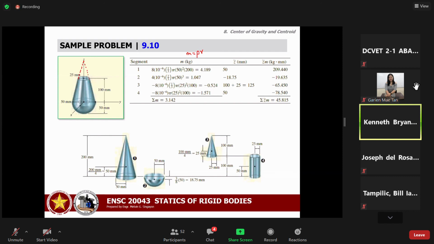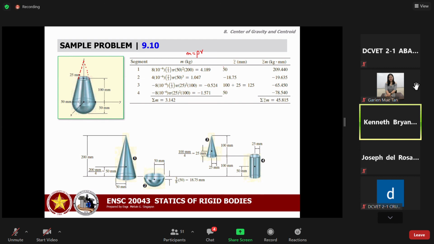Then for the hemisphere, the location of the centroid is at 3/8 of 50, that's 18.75. Since the centroid of this hemisphere is found below the origin, the sign is negative. Then next, for the third segment, yung cone. If the height is 100, the location of the centroid is 1/4 of the height, kaya 25. But take note, we are taking the distance of the centroid from the origin. Kaya it's 25 plus 100, so that is equal to 125. Then for the cylindrical hole, the location of the centroid is at h over 2. So if the height is 100, the centroid is at 50.